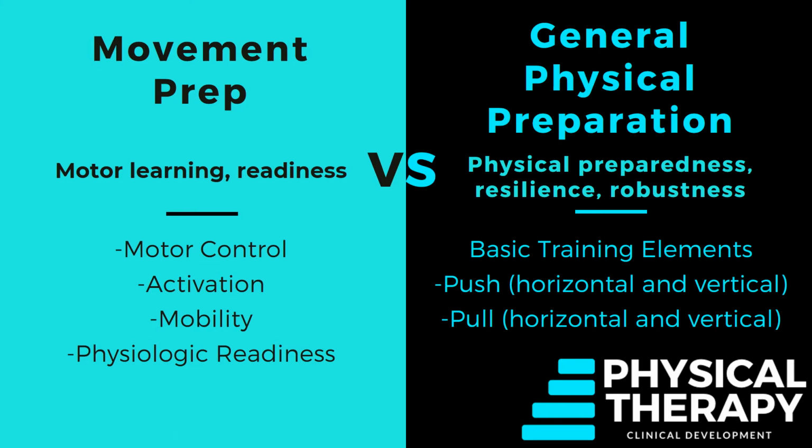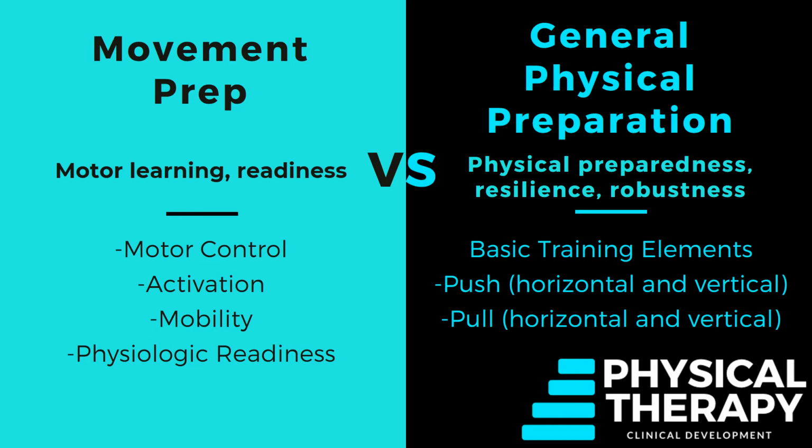Okay, so general physical preparation, or GPP, is basically training, right? So I always say that rehabilitation is training in the presence of injury, and that's what we're doing here. Okay, so we've got movement prep, which is our dynamic warm-up, and a transition into GPP, which is going to develop physical preparedness, and it's going to develop resilience, and it's going to develop robustness. Okay, and in this particular case, we're going to talk about the basic training elements of pushing and pulling, specific to the shoulder. Okay, pushing horizontally and vertically, and pulling horizontally and vertically.